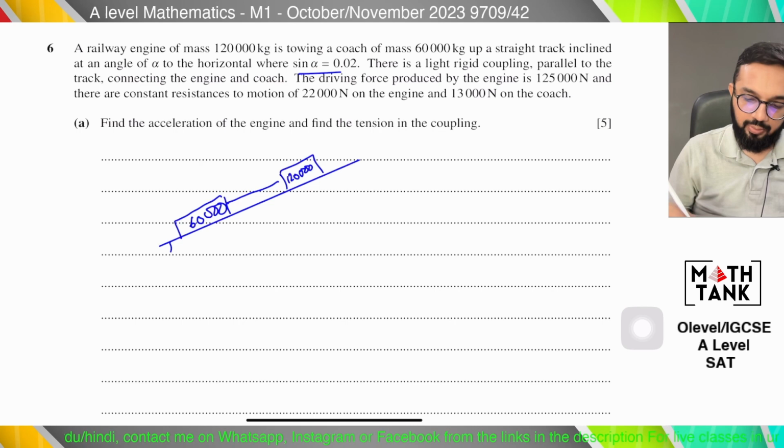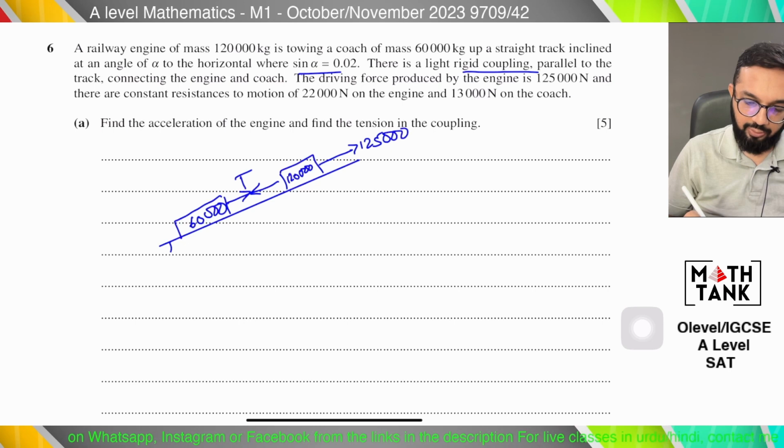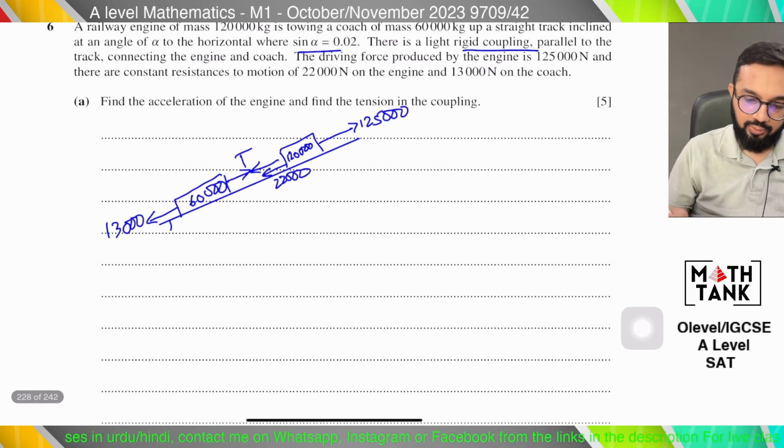There's a light rigid coupling parallel to the track connecting the engine and the coach, so it has a tension. The driving force produced by the engine is 125,000 newtons. And there are constant resistances of 22,000 on the engine and 13,000 on the coach. Find the acceleration of the engine and the tension in the string.